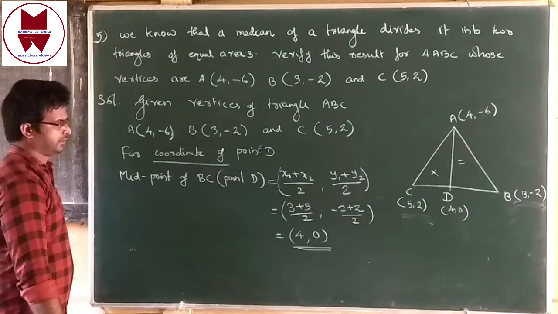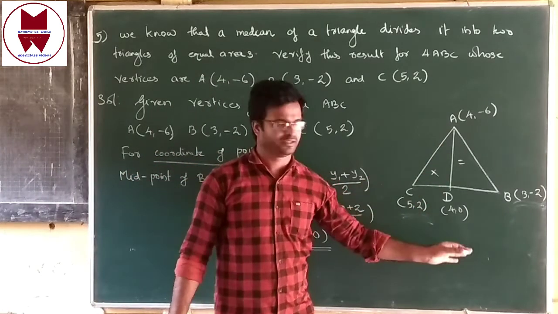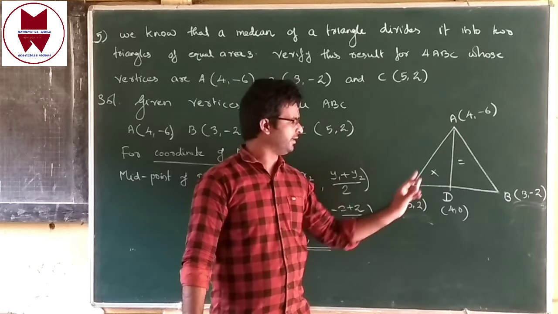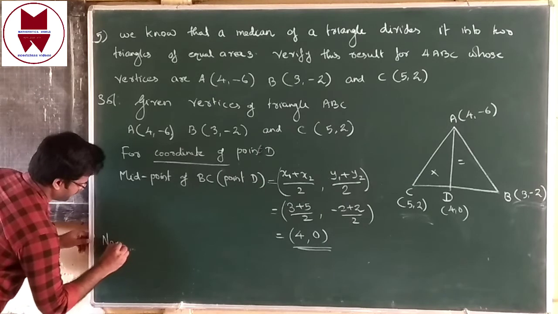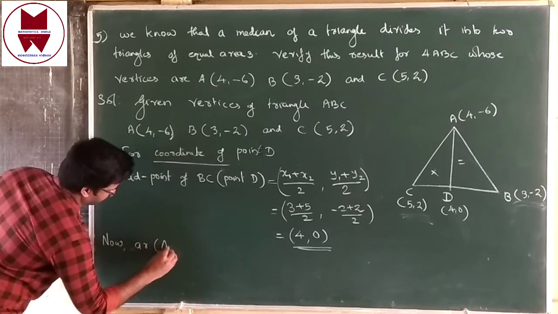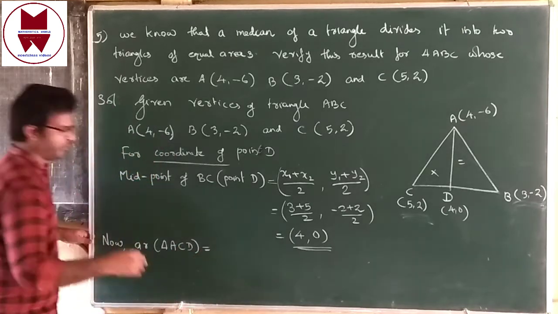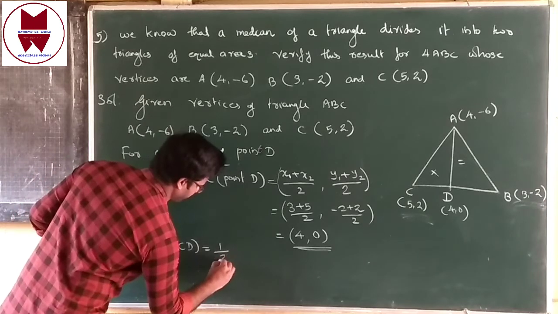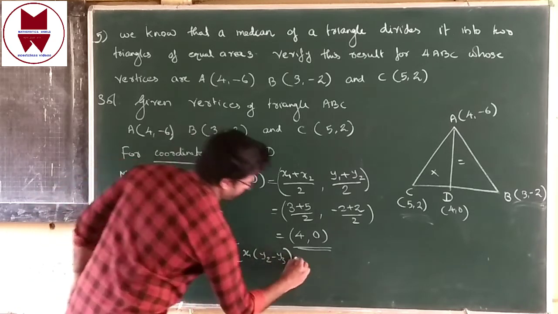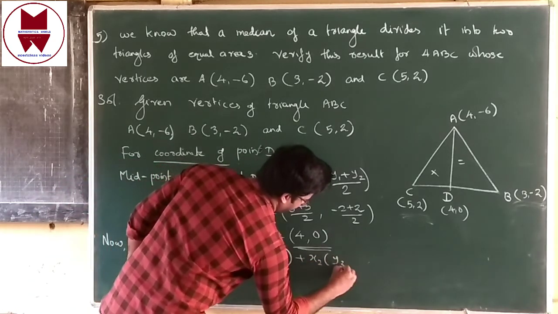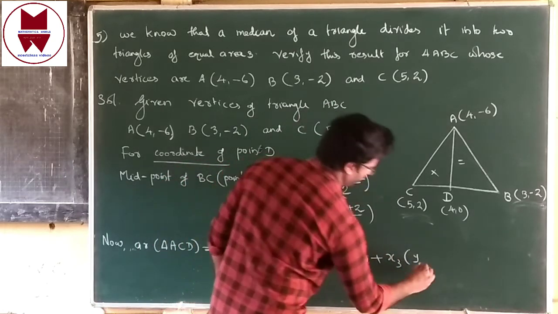Now, what is the next part? We have to prove the area of these both triangles are equal. First, find out area of triangle ACD. Area of triangle ACD equal to, already you have studied one formula. Write that formula, area of triangle 1 by 2 x1 into y2 minus y3 plus x2 into y3 minus y1 plus x3 into y1 minus y2.